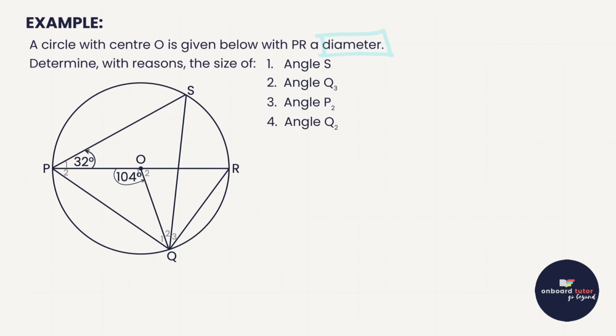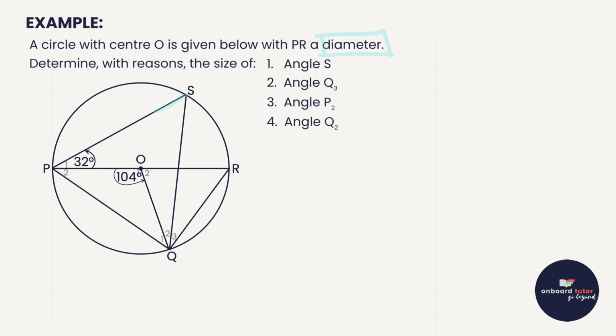Okay, determine with reasons the size of angle S. Okay, so let's take a look. Let's first take a look at what we've been given. We've been given this angle here at the center, which is 104 degrees. And then we've been given this angle P1 here, which is a 32-degree angle. Okay, that just helps us to know what we're looking out for. All right, so we want angle S, which is definitely an angle on the circumference. So what I like to do is I like to take the points that form this angle.